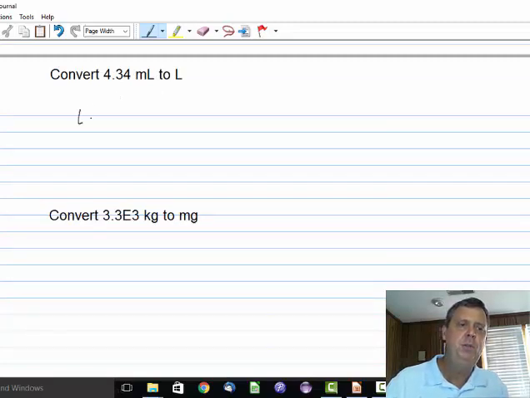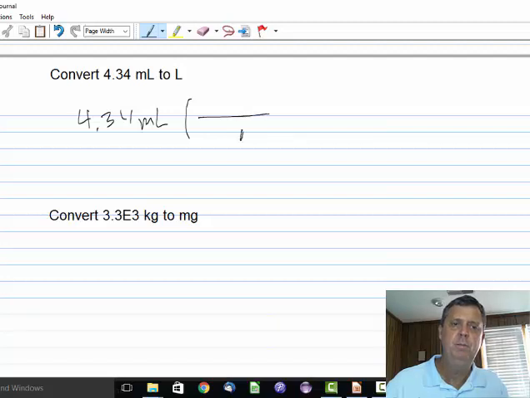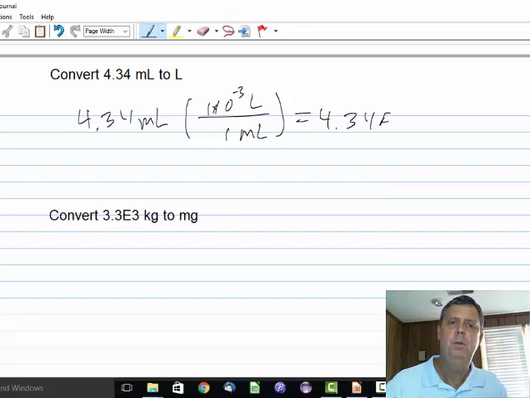All right, let's go to milliliters to liters. So simple enough. Milliliters to liters. Of course, 1 milliliter is 1 times 10 to the minus 3 liters. And so we get 4.34e to the minus 3 liters.